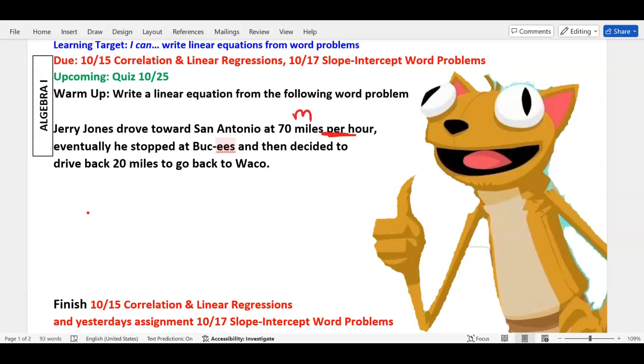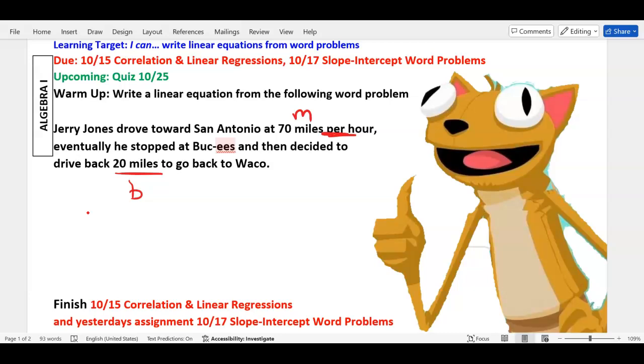Now, eventually he stopped at Buc-ee's and then decided to drive back 20 miles. So this 20 is going to have to be the other one, which is b. Now, it's not just process of elimination. It's because it happens once, right? It's not a changing amount. It's just a 20. But I want you to notice something. Which way did he drive?